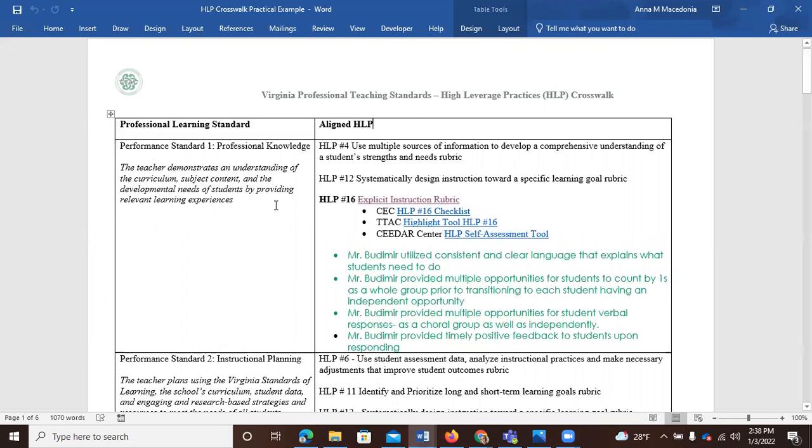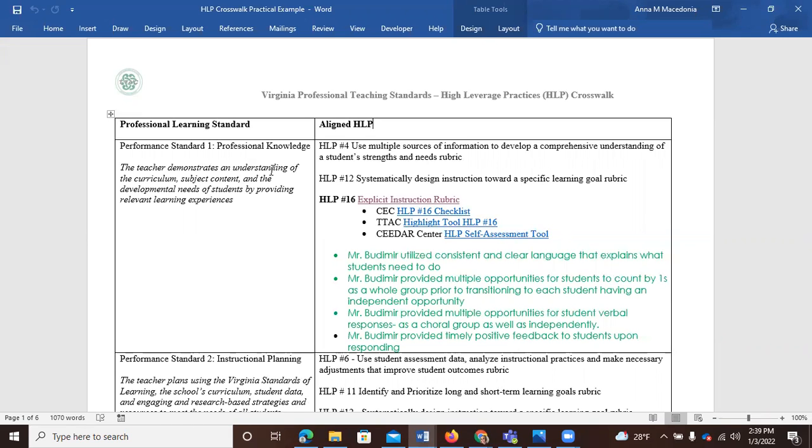Starting at professional standard 1, I noted specifics regarding explicit instruction, or HLP 16. This was a small group targeting specific skills, and I noted Mr. Budimir's use of consistent and clear language that explains what he expected of the students, as well as providing multiple opportunities to respond chorally and independently, as well as providing timely positive feedback. Take a look at your notes that you took during this observation. What did you notice?